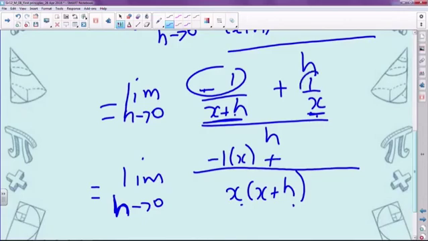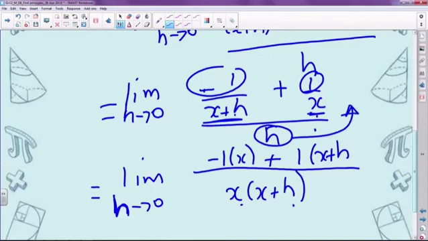Plus, I need to multiply the 1 by the denominator, x plus h. And then you notice this was all over h. So yes, I can write over h again, but I'm adding in extra steps, because dividing by h, remember, division is just another way to write multiplication. So dividing by h is the same as saying multiply by 1 over h.